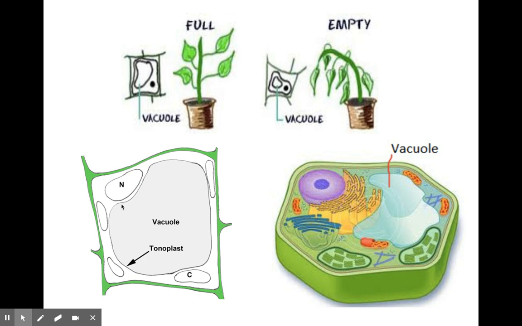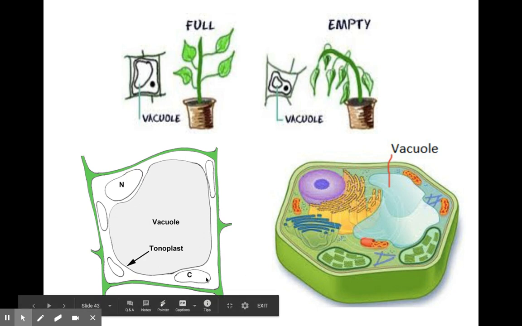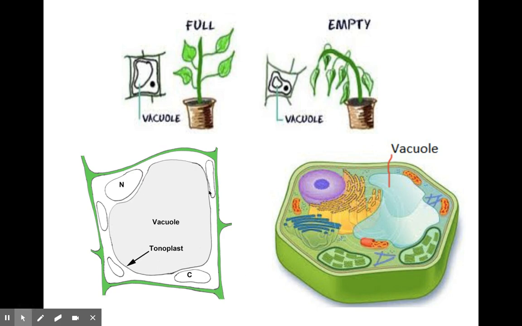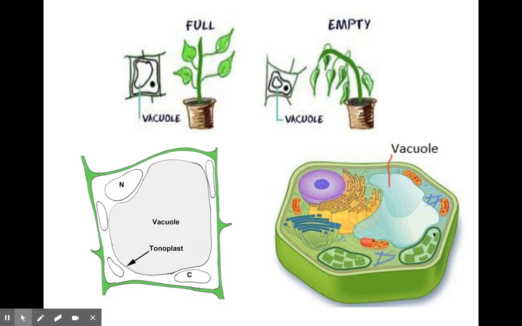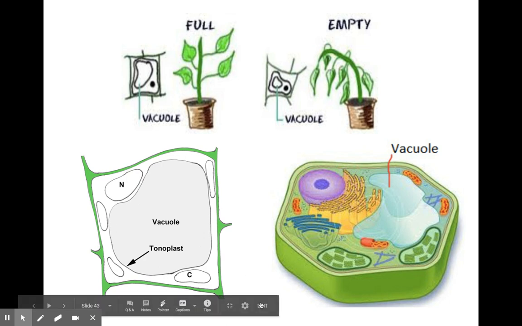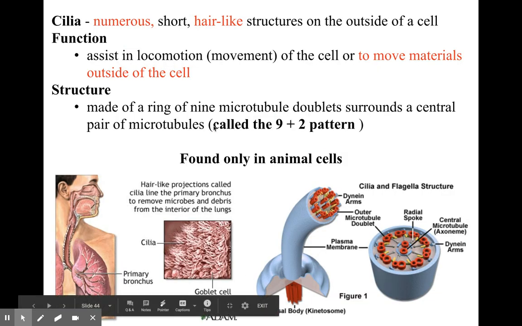So this is the large central vacuole of a plant, and we often see all the organelles get smushed to the edge. And then the membrane that surrounds the large central vacuole is called a tonoplast. All right, so here's another picture of a plant cell, the large central vacuole here. Other structures that we could find.